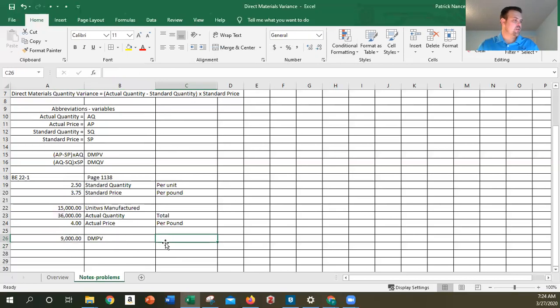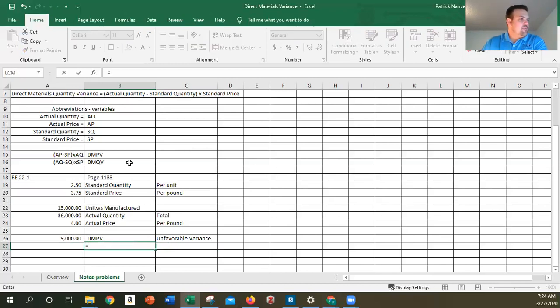Now, since I put this in the correct order, it's a positive number, so it's an unfavorable variance. But it should be pretty obvious that's the case because I anticipated spending $3.75 per pound and I spent $4 per pound. So again, it makes sense that I spent more money than I thought, and that's not a good thing, therefore it is an unfavorable variance.